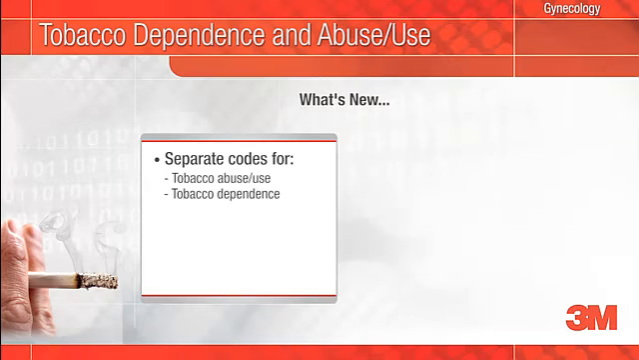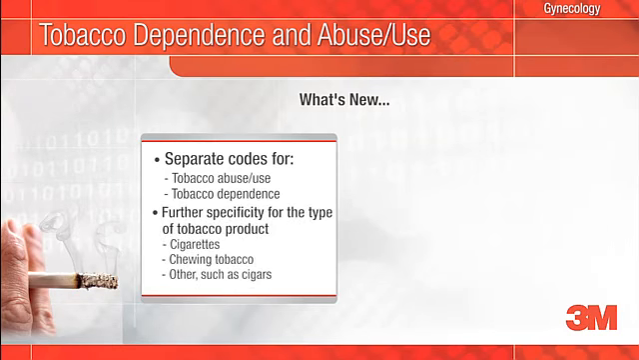ICD-10 provides separate codes for these. If your intended diagnosis is dependence, dependence is what you should document rather than abuse. According to the Centers for Disease Control and Prevention, most smokers are dependent, and nicotine dependence is the most common form of dependence in the U.S.